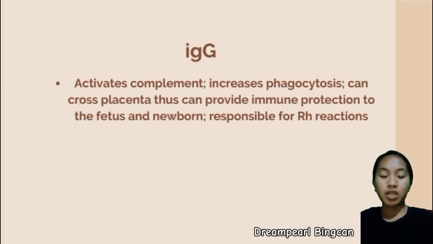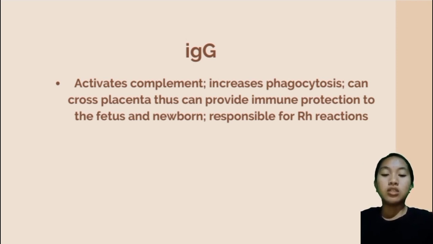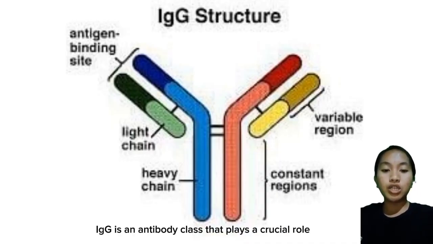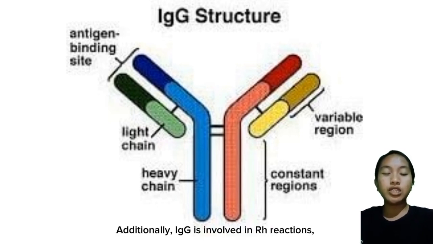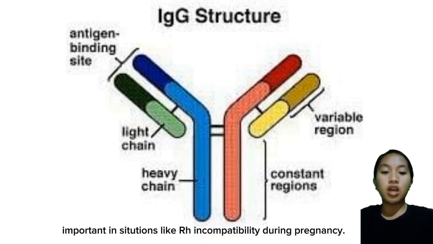IgG activates complement and increases phagocytosis. It can cross the placenta, so it can provide immune protection to the fetus and newborn, and is responsible for Rh reactions. Now, the IgG antibody class plays a crucial role in the immune system. Additionally, IgG is involved in Rh reactions, important in situations like Rh incompatibility during pregnancy.